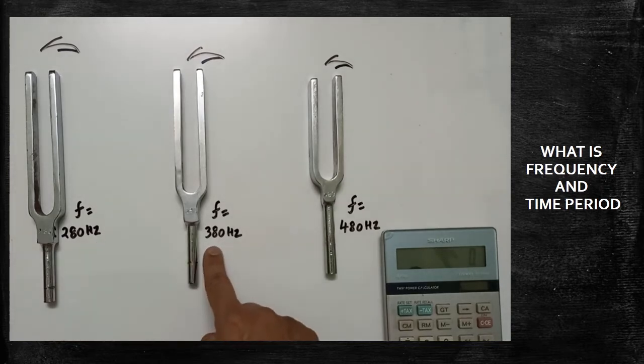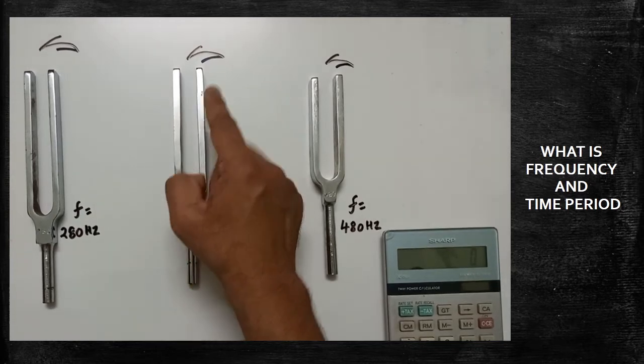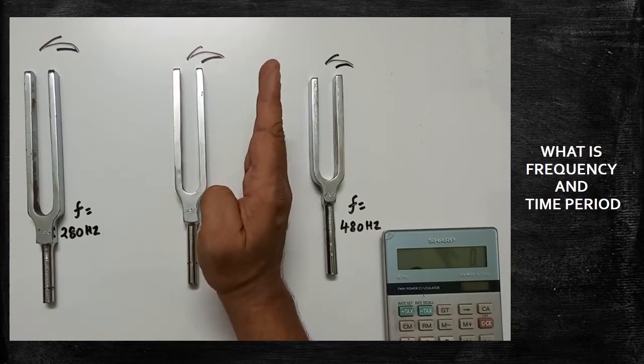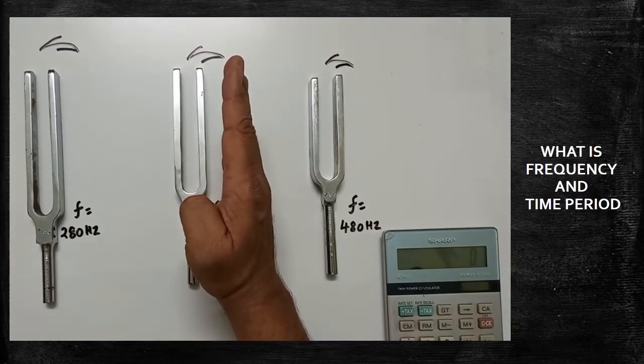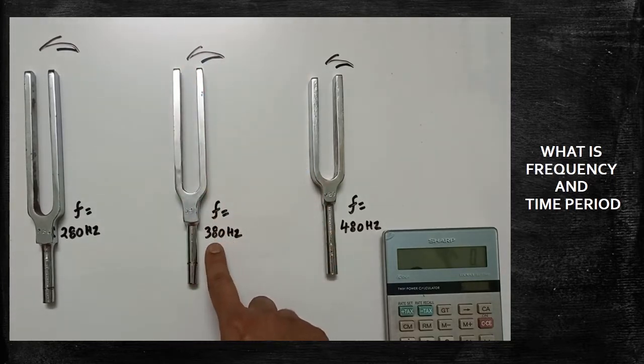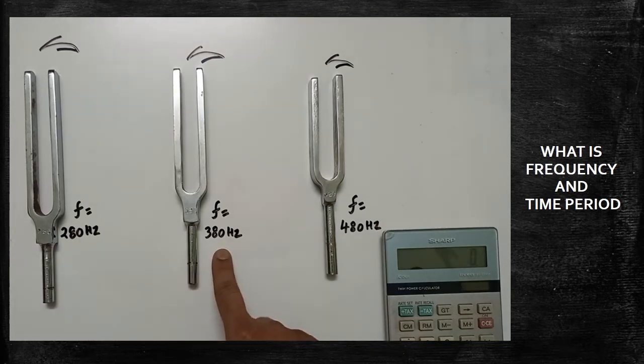Look at the second one. In the second tuning fork, it is mentioned that the frequency is 380 hertz. When the tuning fork is hammered, the prong will vibrate like this. The vibrations are very microscopic and we are not able to see them. Are you clear? When the prong vibrates, how many vibrations will be created in 1 second? 380 vibrations are created in 1 second. That vibrations per second is mentioned as hertz. That's why it is mentioned as 380 hertz. The frequency of the first one is lesser. The frequency of the second one is more.